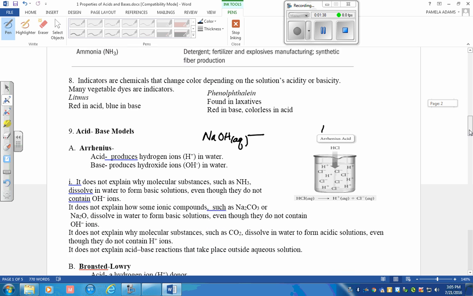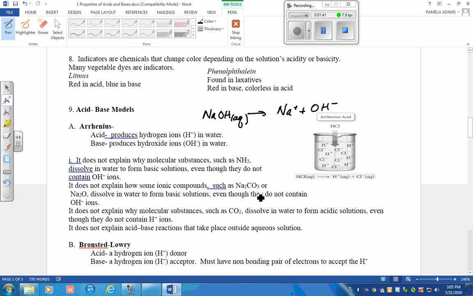That brings us to the way to describe acids and bases. An Arrhenius acid is one that produces hydrogen ions in water. Here is a classic Arrhenius acid. When hydrogen chloride makes hydrochloric acid in water, it breaks apart totally into a hydrogen ion and a chlorine ion.